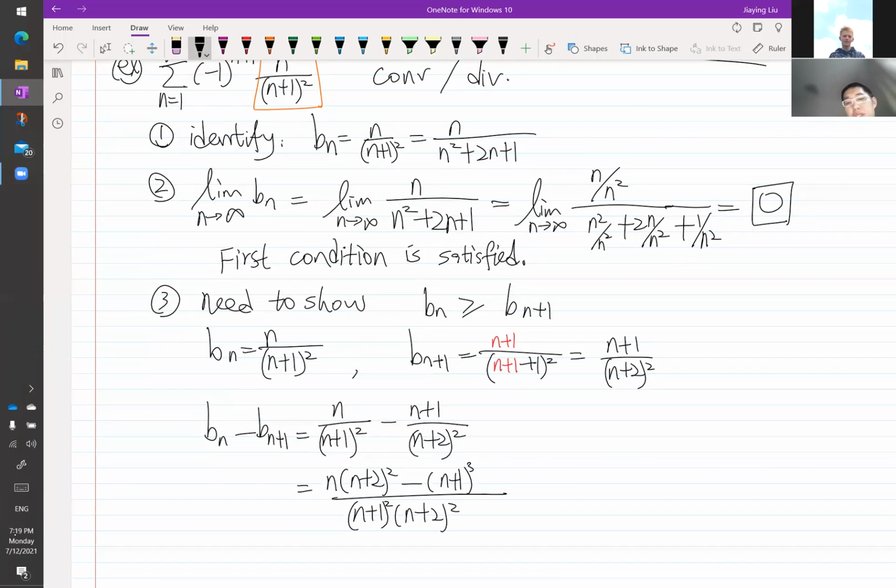And the denominator, not much we can do, right? It's but 2 squares, it's always going to be positive. And I want to know if the numerator is positive or not. So the numerator, I'm going to use the blue color there. I'm just going to work on the numerator, expand the numerator there.